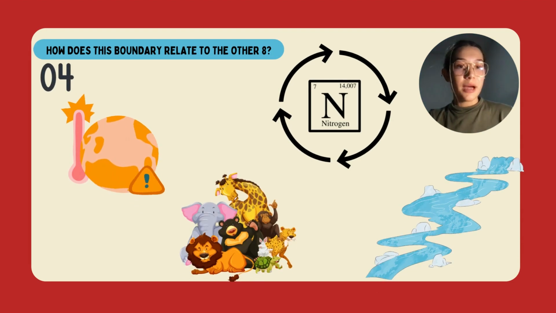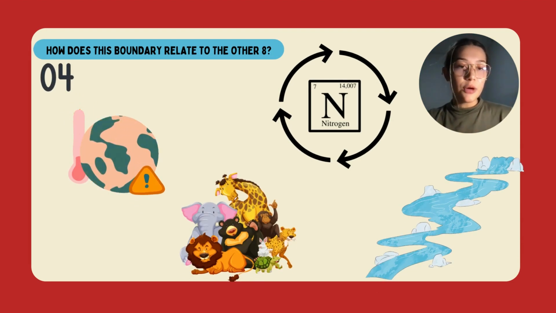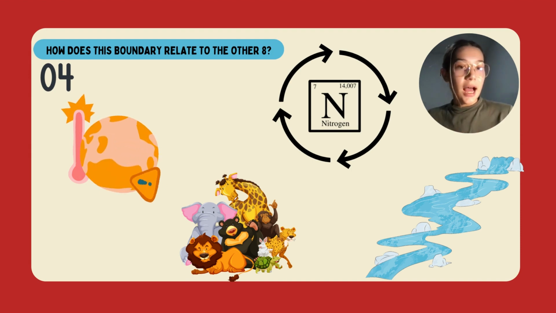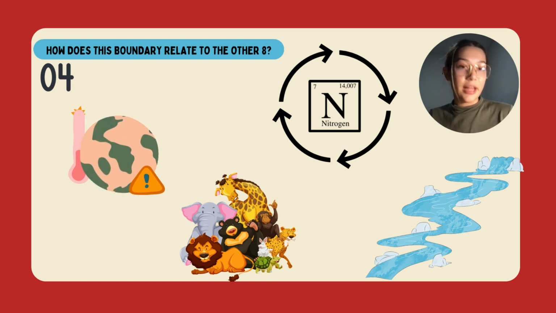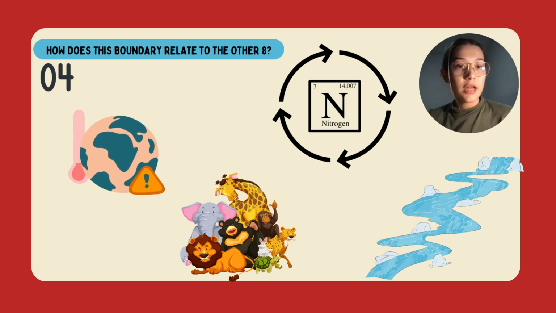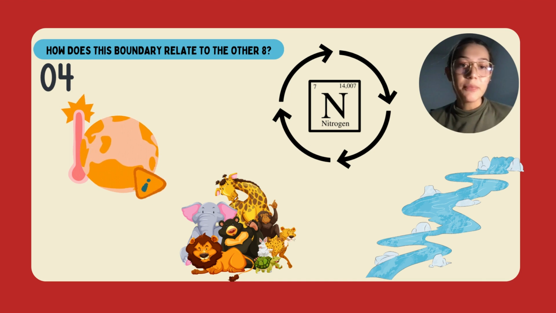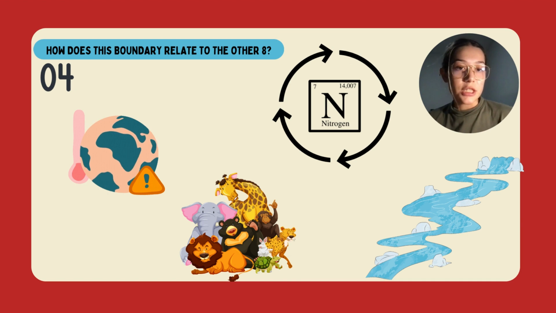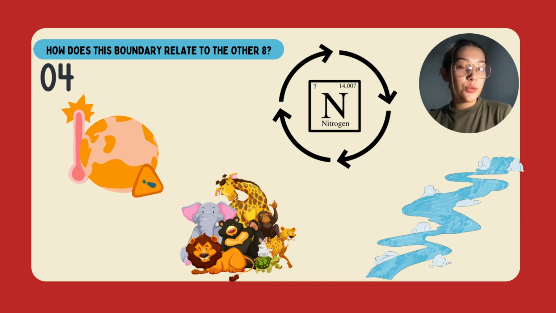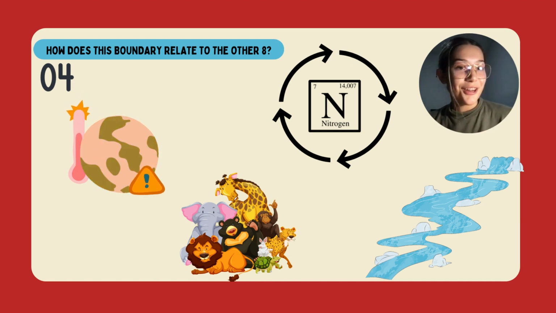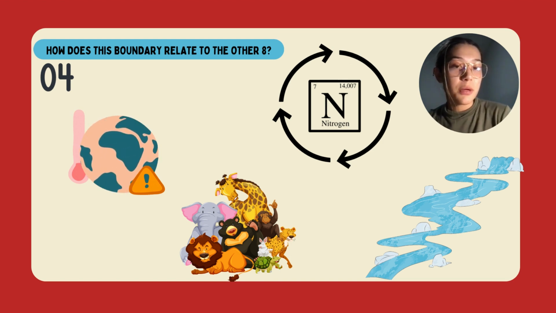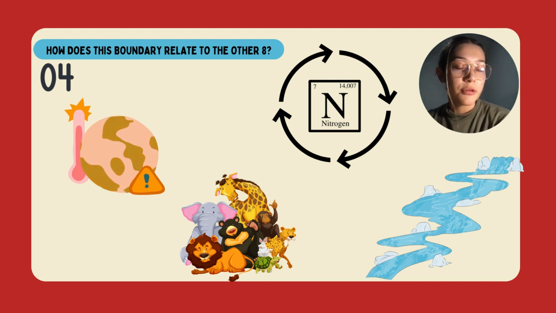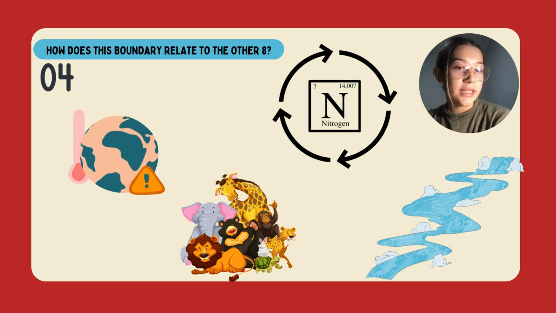Now, how does this boundary relate to the other eight? We know that the boundary we're talking about is chemical pollution. So first, I'm going to explain how chemical pollution relates to climate change. Firstly, we know that the chemical industry is one of the industries that produces the most greenhouse emissions. According to Women's Voices for the Earth, the chemical industry is responsible for 43% of greenhouse emissions in the USA from the 1990s to 2019.